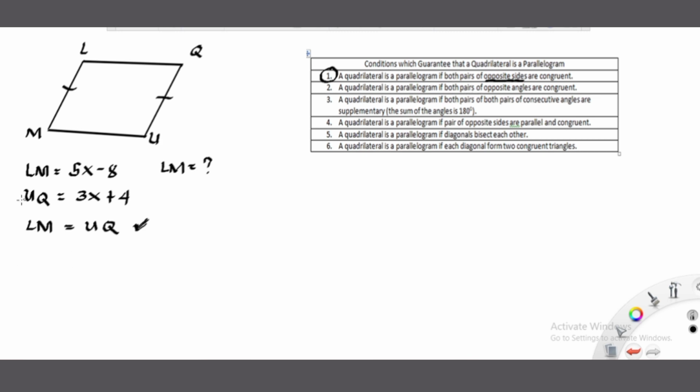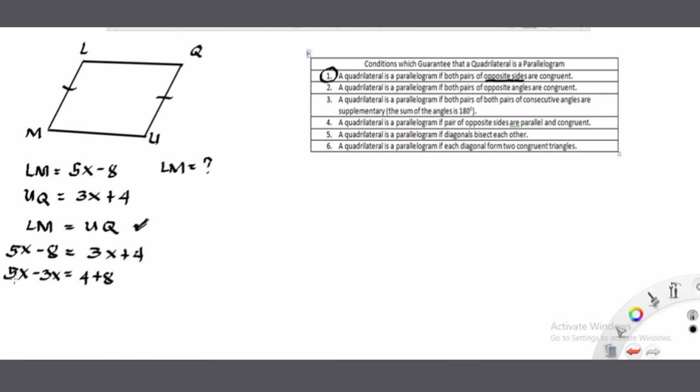Now, let us substitute their values. LM is 5x minus 8. Alright? So, let's copy the equal sign. That is equal to UQ. Ang UQ ay 3x plus 4. Okay? So, let's combine like terms. 5x and 3x are similar terms, so we can combine them together. So, we're going to have here 5x, lipat ang 3x. This will become minus 3x. Or we just apply subtraction property of equality for that. Equals, etong negative 8 and 4 are similar terms. So, let's copy 4. And then, lipat natin ang negative 8 on the other side of the equal sign. That will become plus 8.